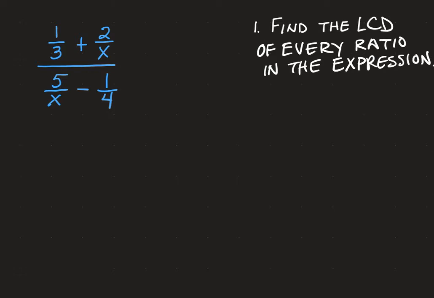See, I was filling time there while I was writing. All right, so what is that LCD? The least common denominator of 1/3, 2 over x, and 1/4. The LCD has to account for each of those ratios. The LCD in this case is 3, because it's one of the factors, x is one of the factors, and 4 is one of the factors. So our least common denominator here is 12x.